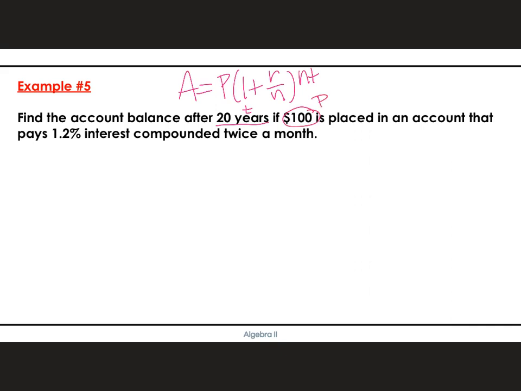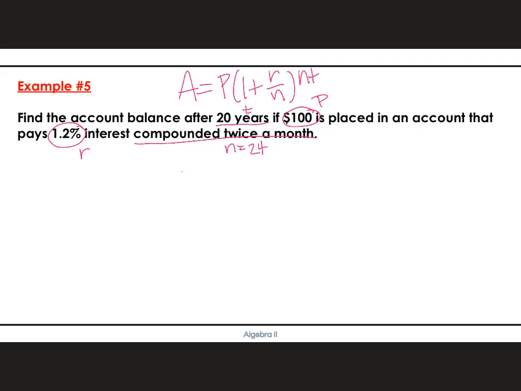The interest on the account is 1.2%. That's going to be R. It is compounded twice a month. So if there are 12 months, it's compounded twice. That means that N is equal to 24. And is there anything else? I think that's it. All right. So find the account balance.